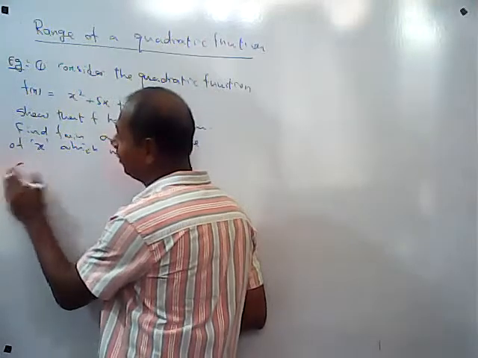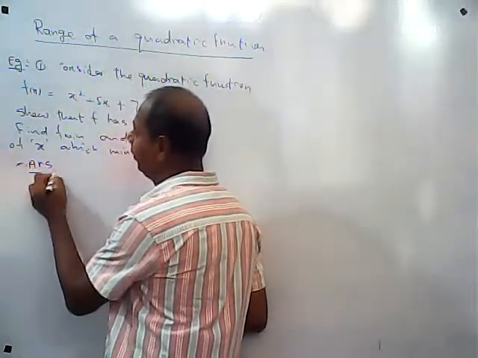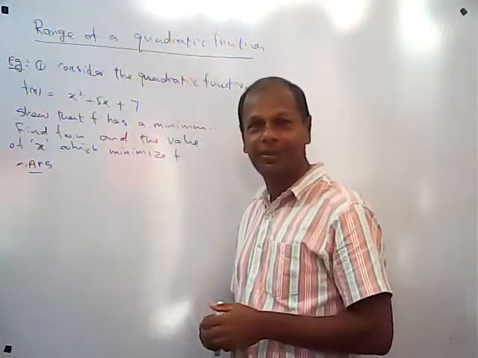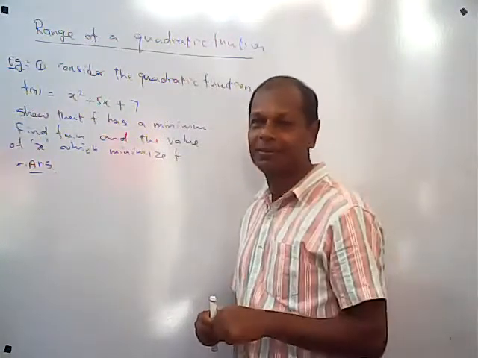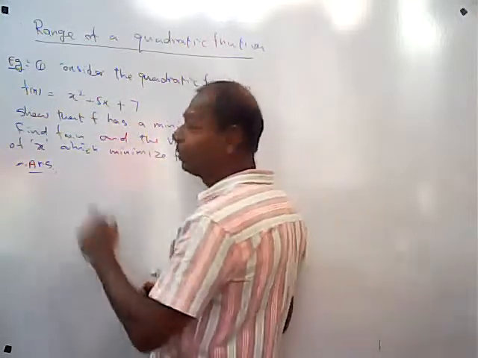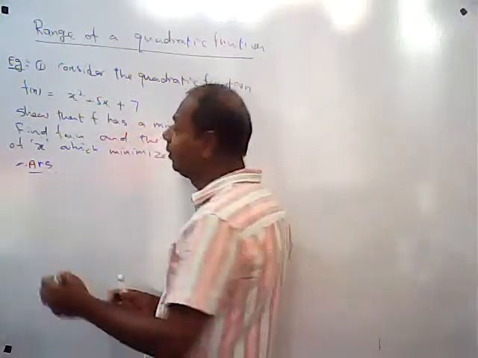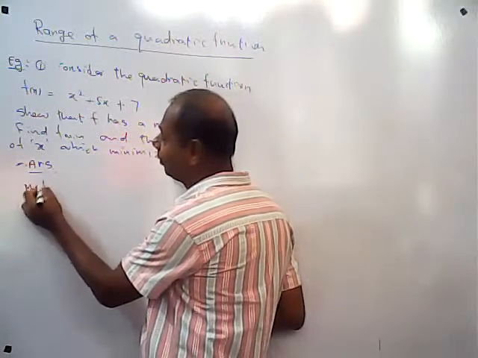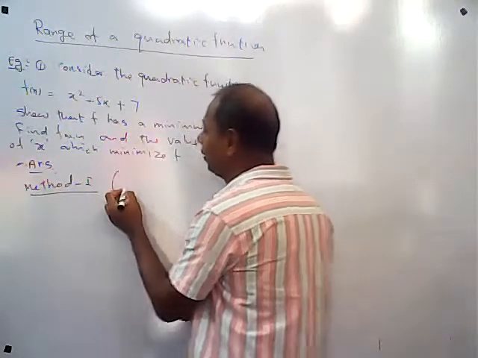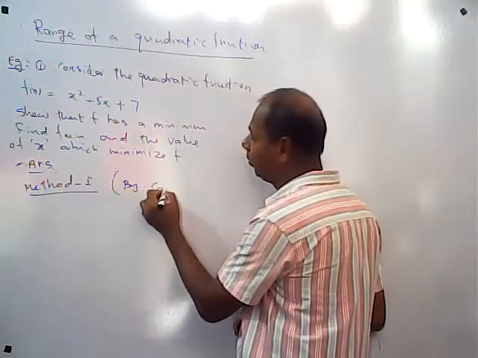Example, answer. There are two methods, right? One is, of course, an oral method. Second is something we learned newly, recently. First method: answer method one. Method one is based on completing the square, by completing the square.